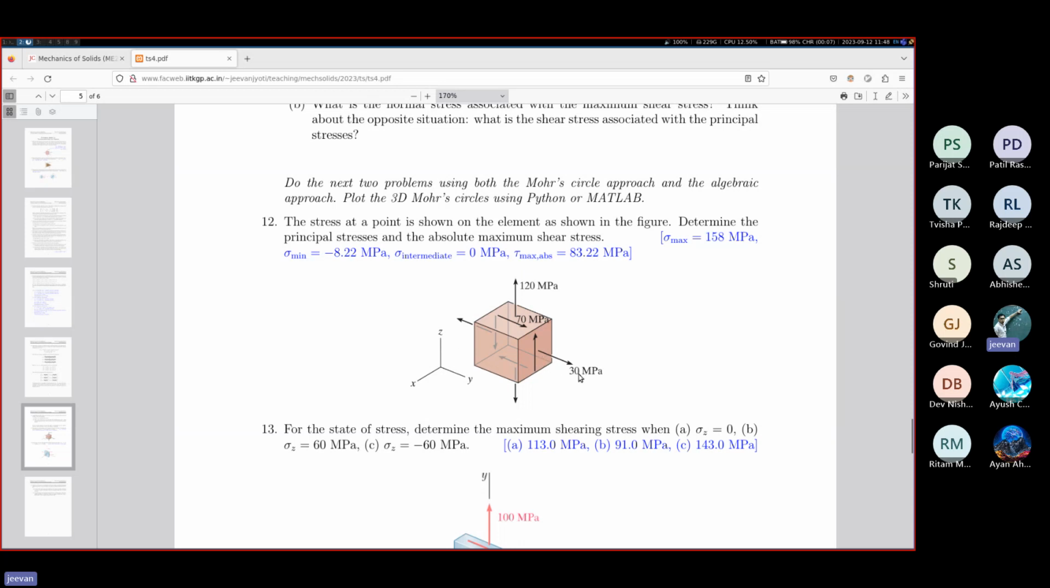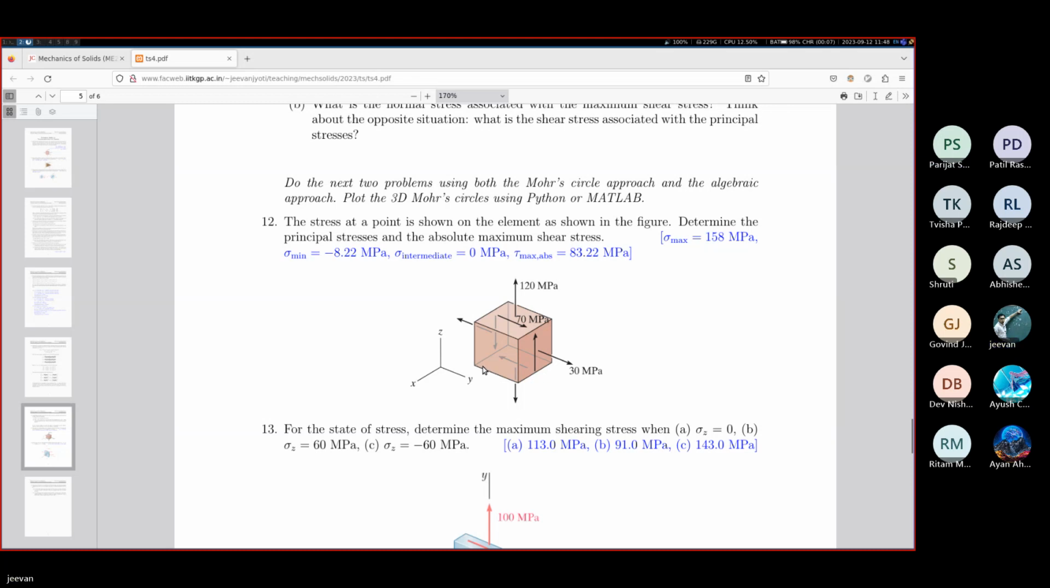So sigma yy will be 30 MPa, sigma zz will be 120 MPa, and tau yz will be 70 MPa. From all of this information, you can find the principal stresses in the plane parallel to the yz plane. You also have the information that sigma xx is equal to 0, which is the third principal stress. And so you can go about finding the absolute tau max. I hope this much is clear.